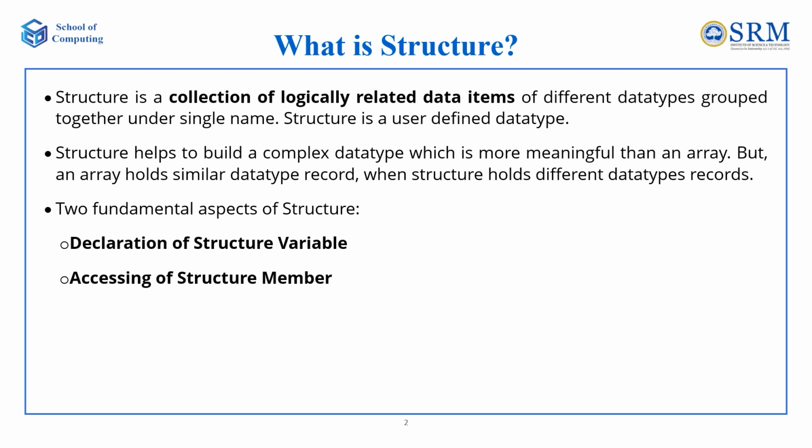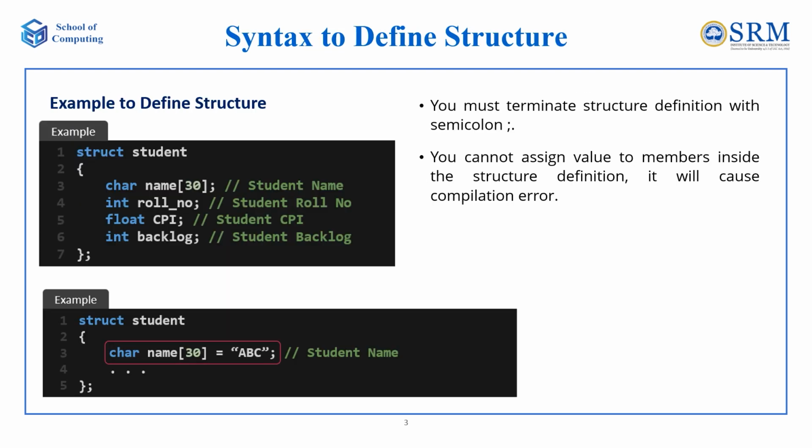There are two fundamental aspects of structure. First is the declaration of the structure variable, and second is to access the structure member. And we should remember that we cannot assign a value to the member inside the structure definition. So a student name cannot be assigned directly to the character array name.